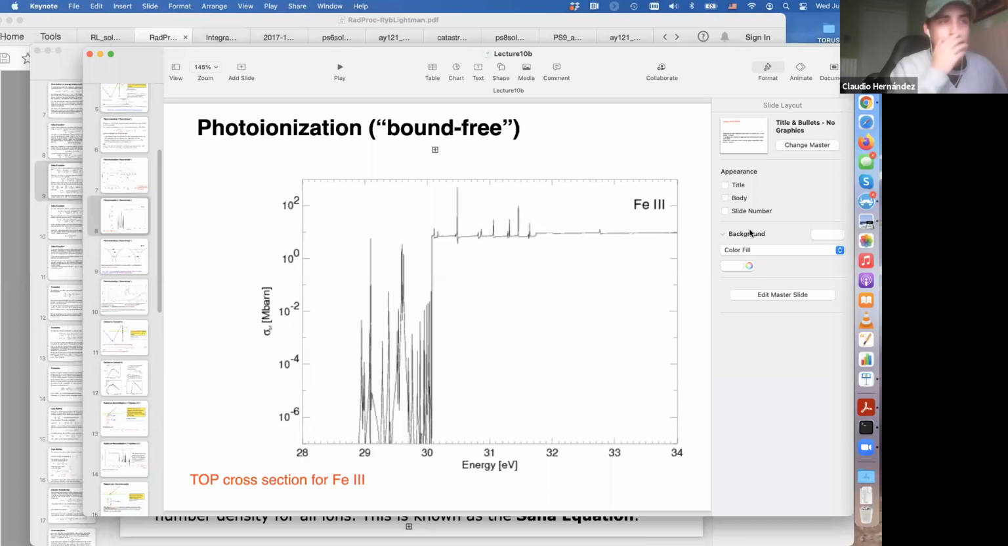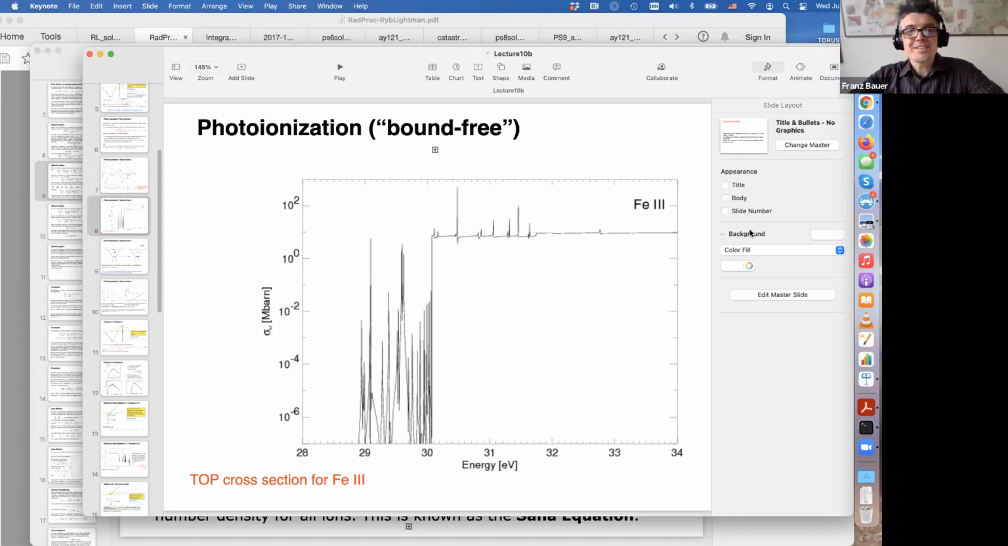I have a question. In the case of bound-free, can the electron emit radiation like in free-free emission? Well, yeah, I mean, once it's free, it's a free electron. It can do whatever it wants. Okay.